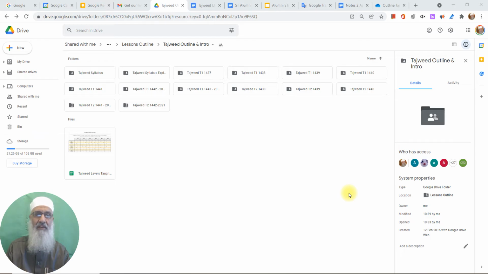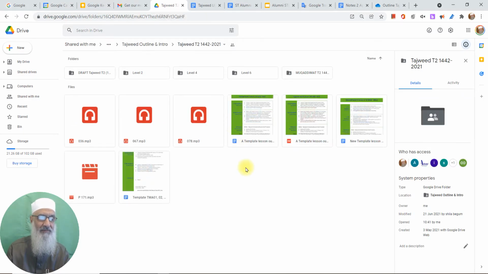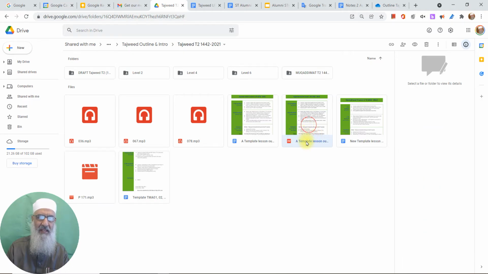We can see here on the screen Tajweed Term 1 1437, that's nearly 5 years ago, and then 38, 39, etc. And the latest one here is 1442, that's 2021. MashaAllah. We have some templates here.